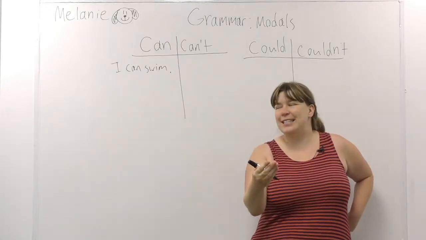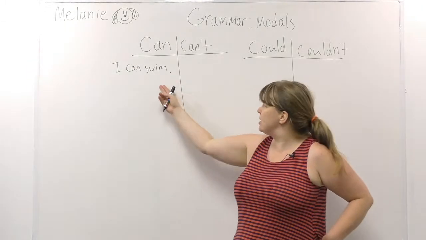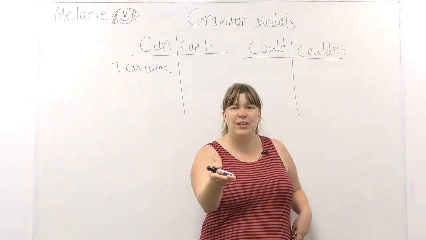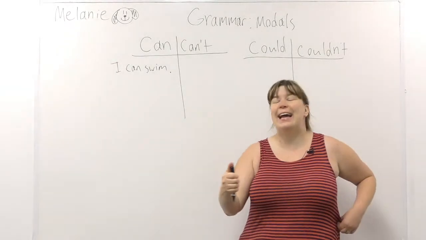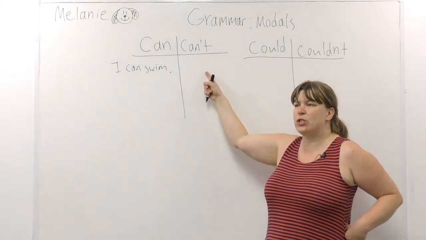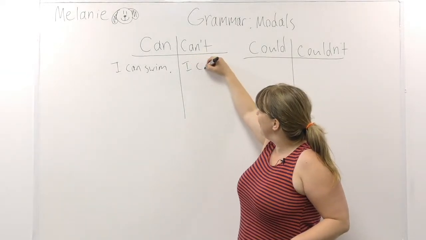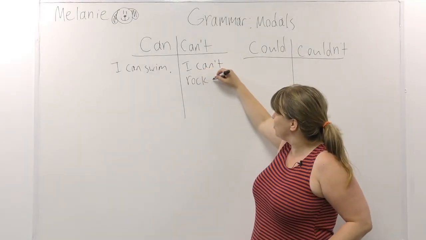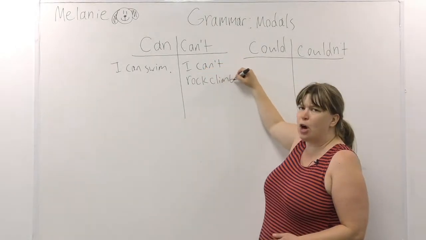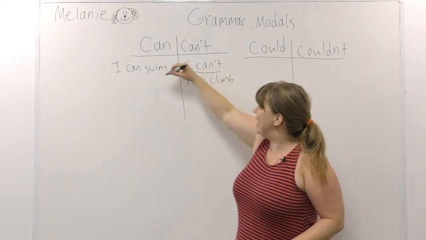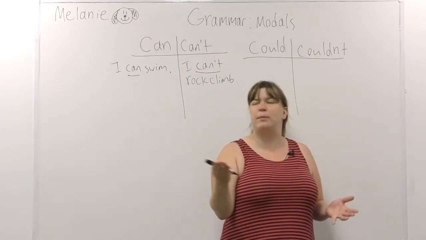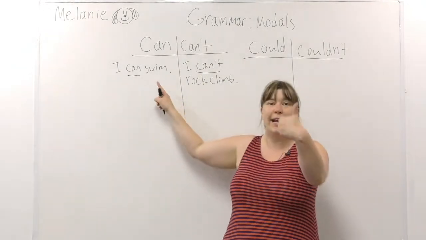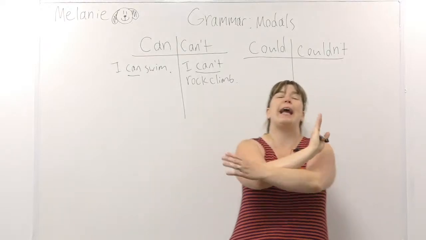How about you guys? Can you give me an example sentence for this? Something you can do. What can you do? And also can't. For example, I can't rock climb. I really can't rock climb. I have no abdominal muscles. And if you can, maybe tell me something you can't do as well. Tell me something you can do and something you can't do.